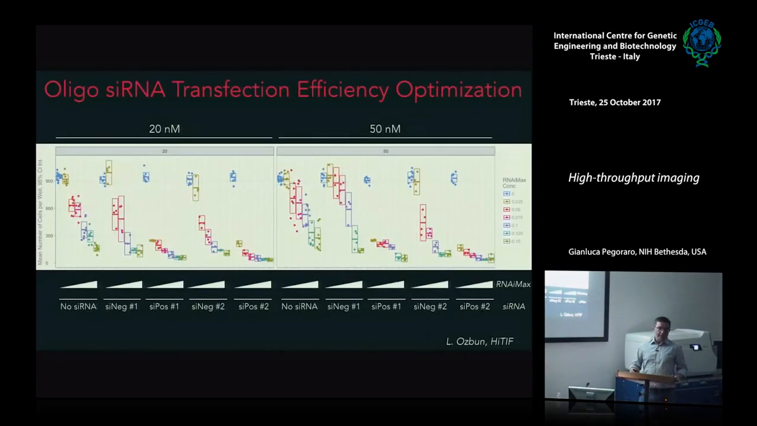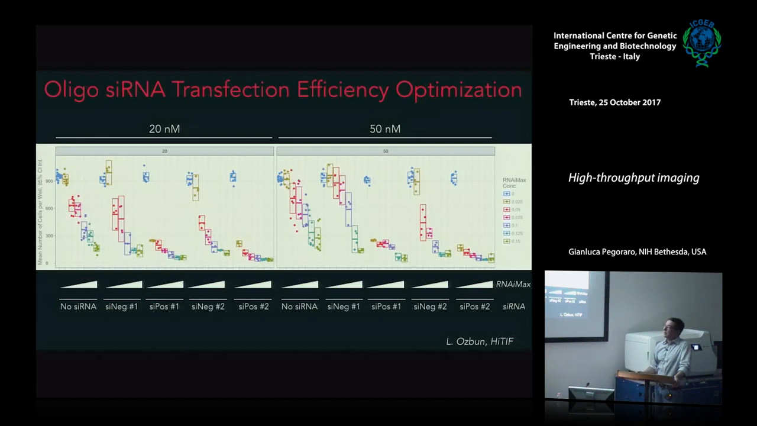Another very important step for siRNA-based screens is the titration of transfection reagents and the titration of siRNAs themselves, to test for efficacies of the siRNA and also to test for the toxicity of the transfection reagent itself. What you see here are two different experimental conditions, two different concentrations of siRNAs, titration of the transfection reagent that was used in this experiment, and of course, controls.